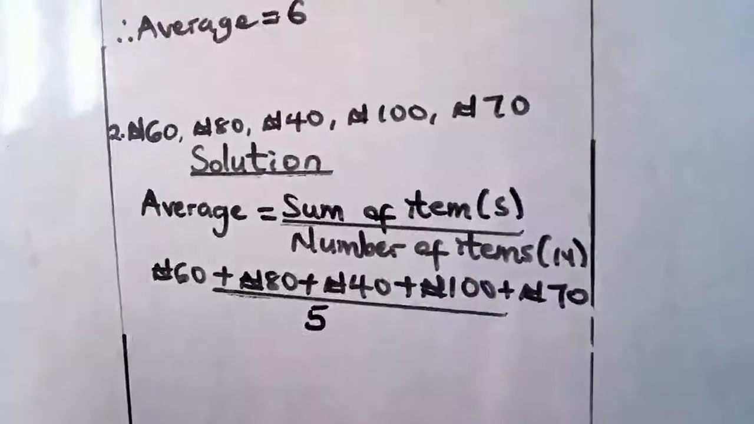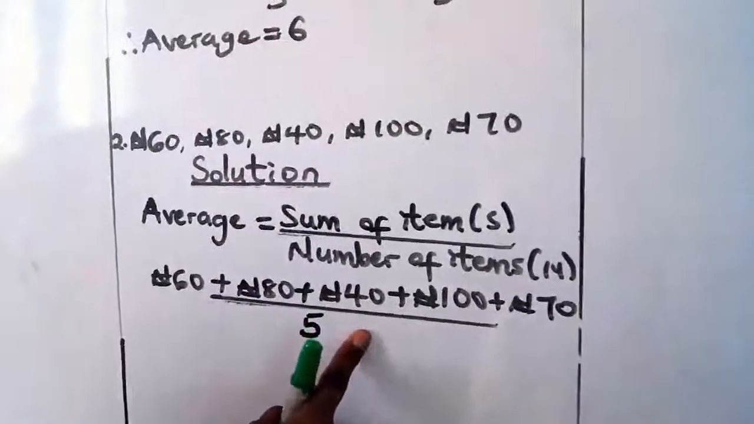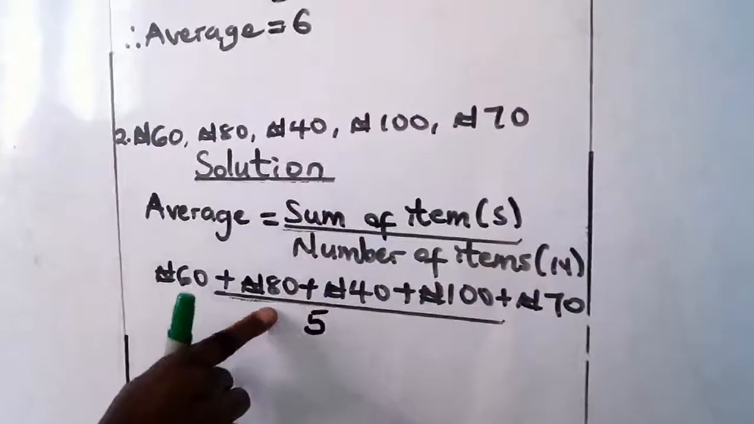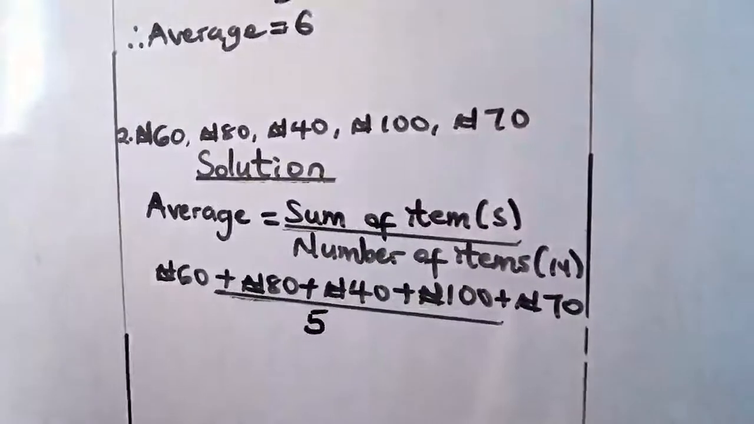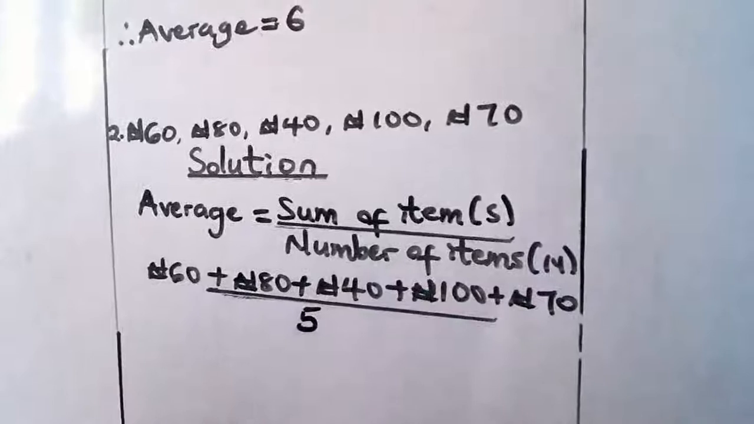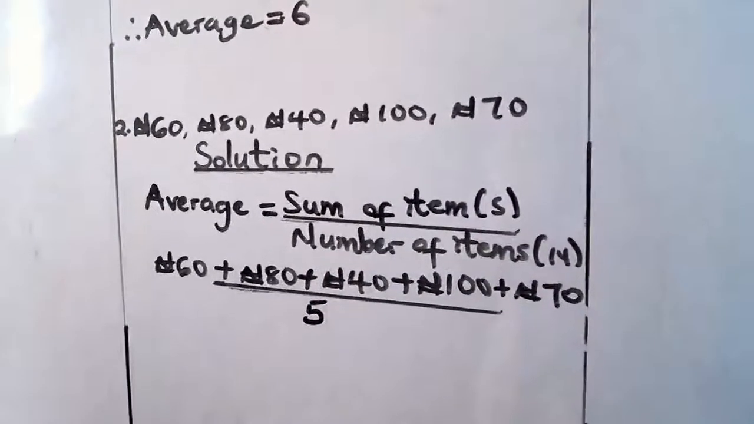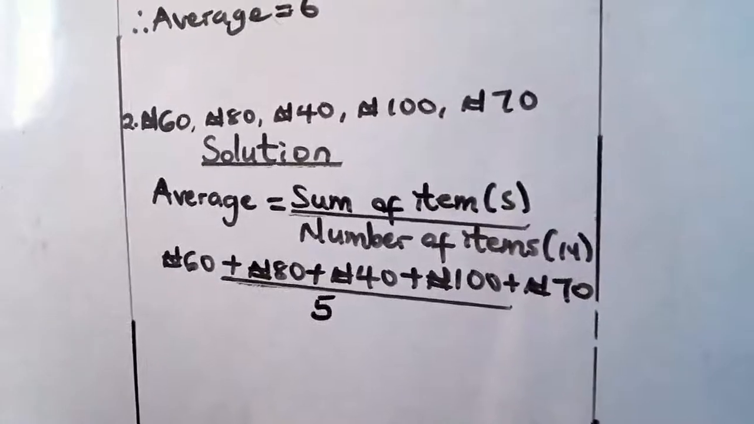So let's add up. 60 plus 40 is 100. Okay? 100 plus 80 is 180. 180 plus 100 is 280. 280 plus 70 is 350. Was that what you got?